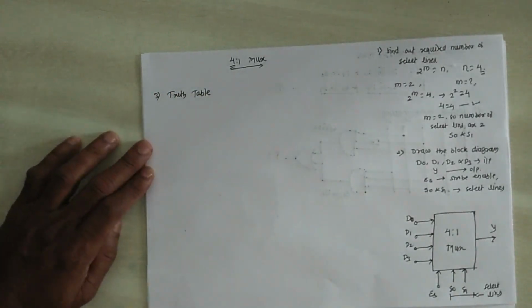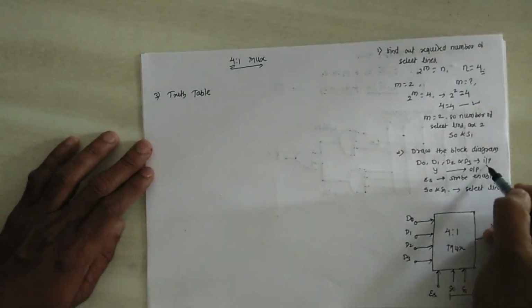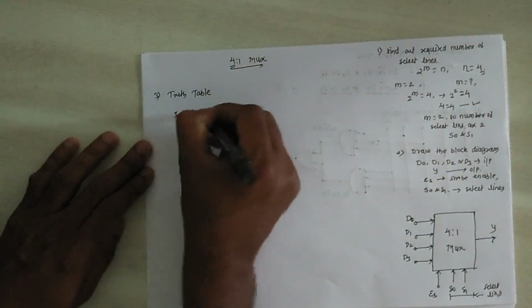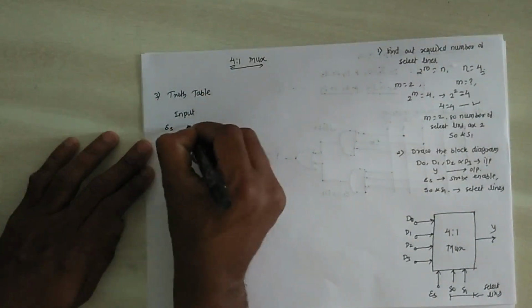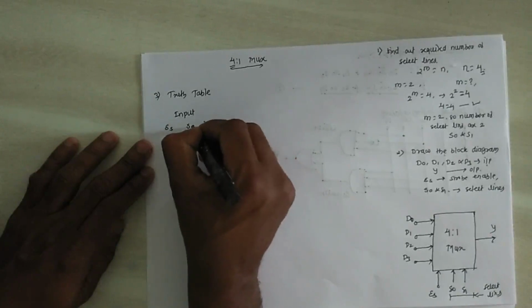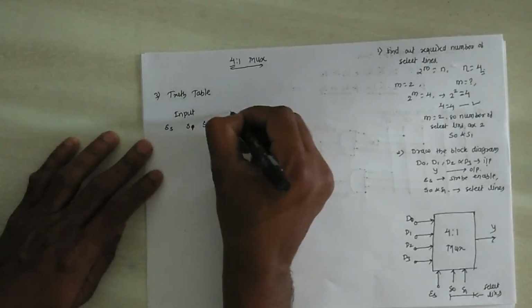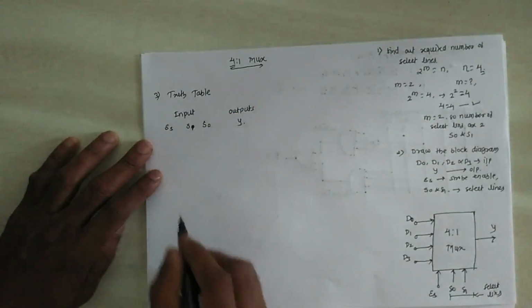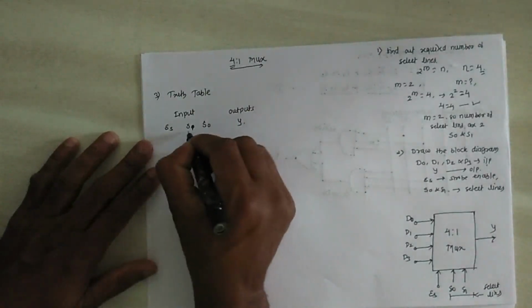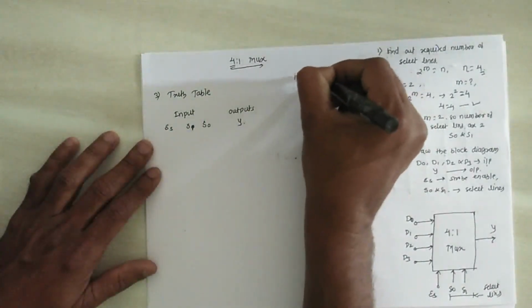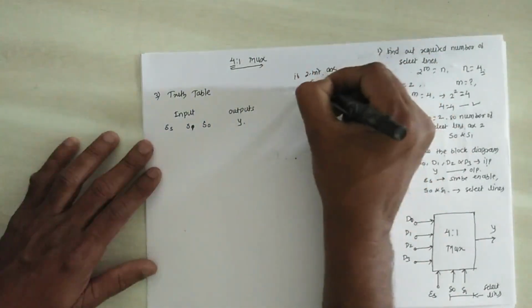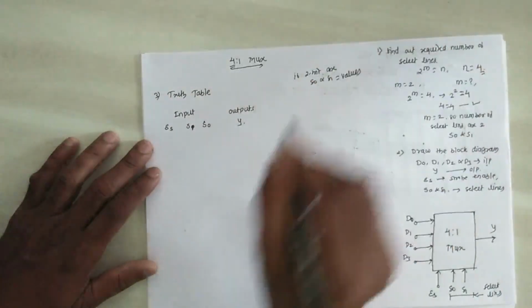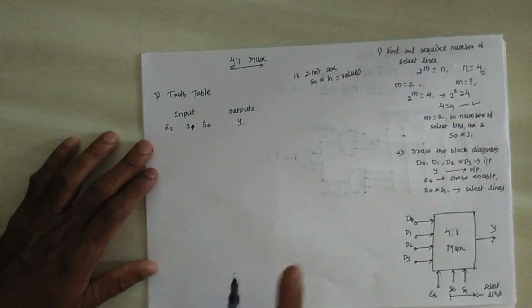So the truth table is designed with the help of inputs and outputs. Those inputs are strobe enable, S1, S0, and the output is Y. So we know that if 2 bits are available, that is S0 and S1, then we have to find out how many values are present.